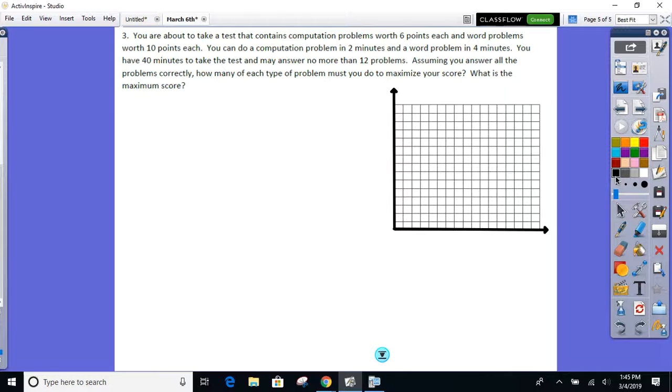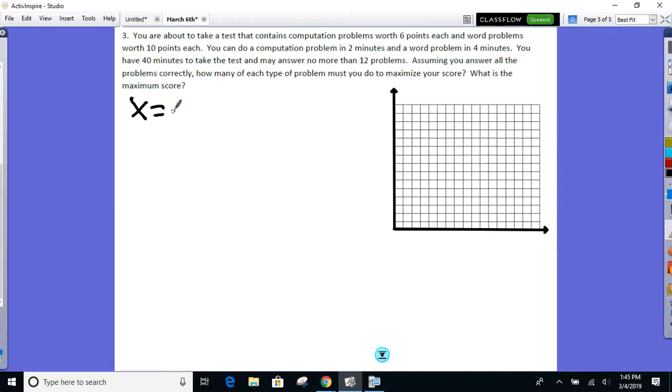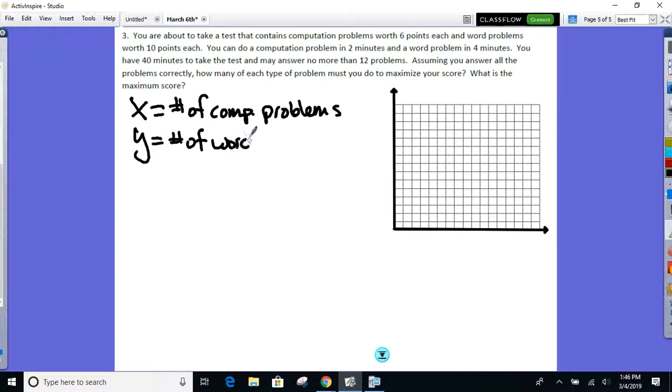Well, first of all, before I maximize the score, can I get some variables? X will be, you're finding out how many of each type. So what's one type? X will be equal to the number of computational problems. And then Y will be the number of the other type, which are word problems.